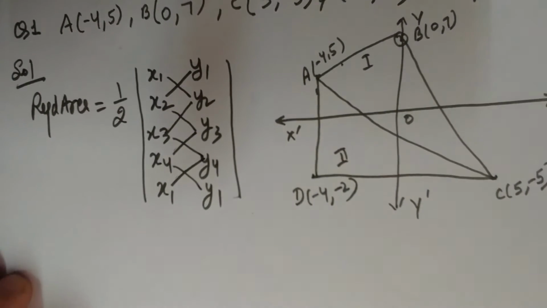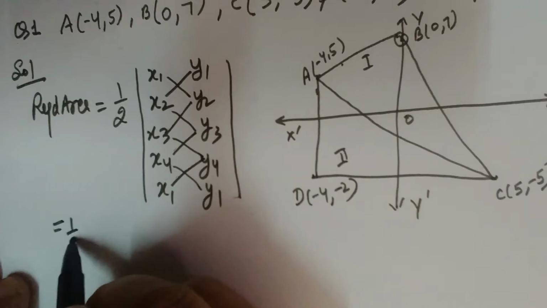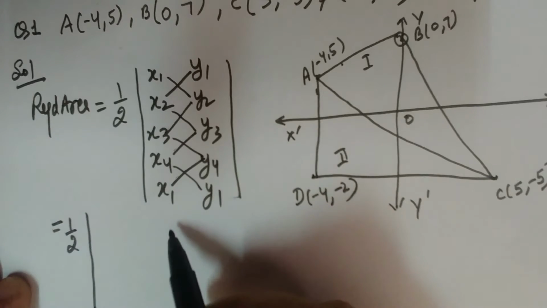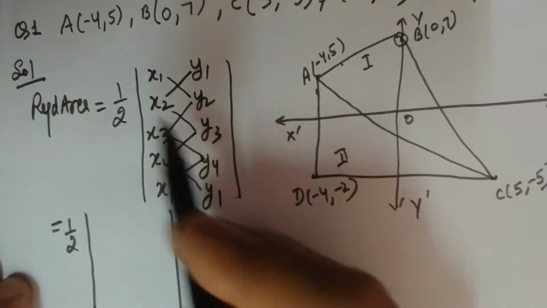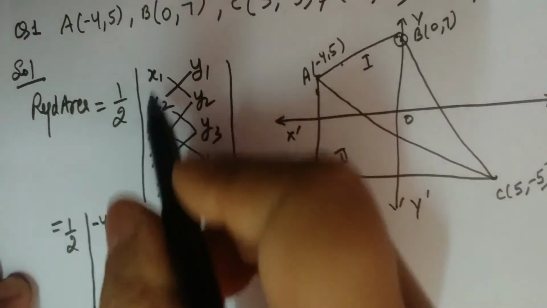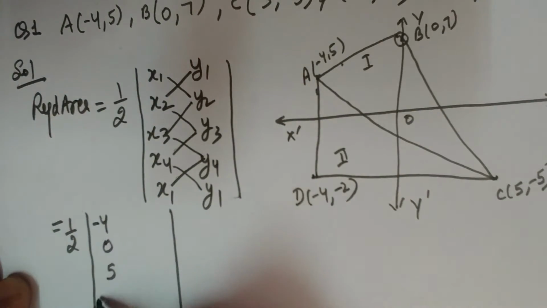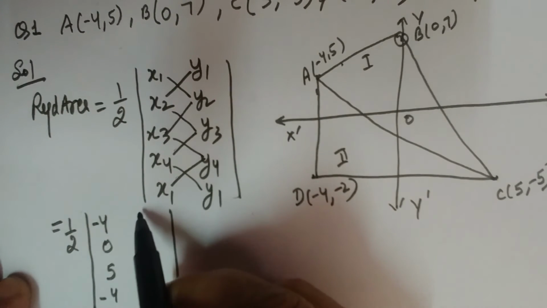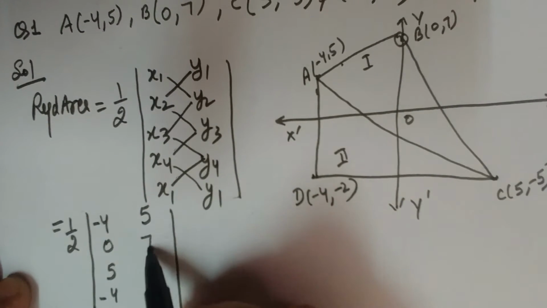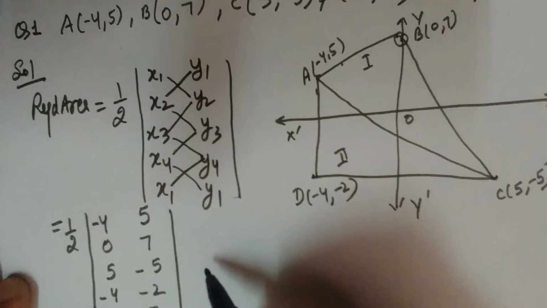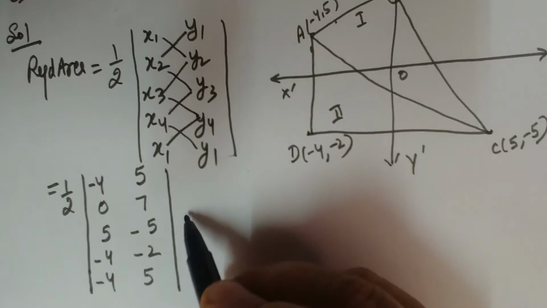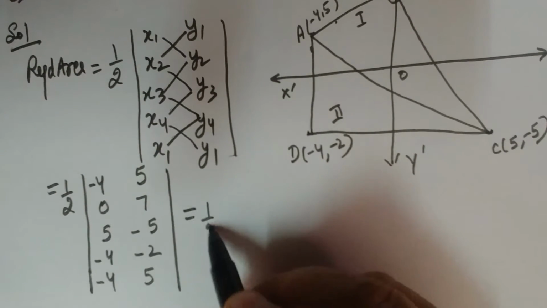So let us see how to solve it. As you're not still aware about the determinants, how to solve the determinants, so we will just know how to solve it. So it becomes minus 4, all the x coordinates 0, 5, minus 4 and then the x1 coordinate again minus 4. Then it becomes 5, 7, minus 5, minus 2 and then the first coordinate again, that is 5. Okay, so half of this, right? So it becomes half of, now start opening it.